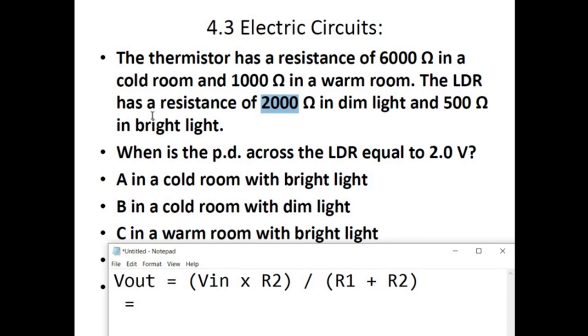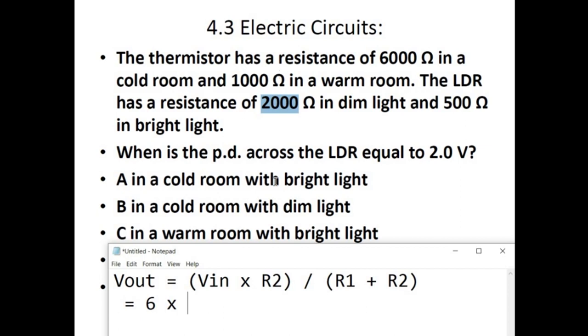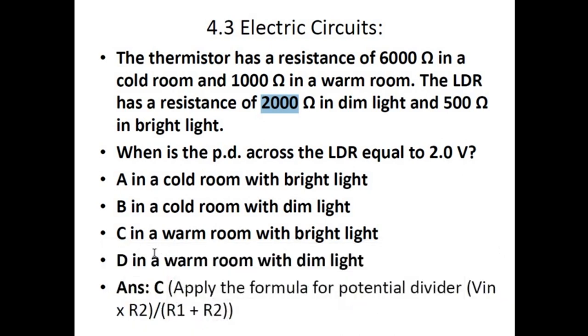In a warm room with bright light, in a warm room, 6 multiplied by, what is R2? R2 is the LDR. Warm room is supposed to be 1000, divided by R1 with bright light, 500 for bright light, plus R2 is 1000. Sorry, bright light is supposed to be 500. So 6 into 500 is 3000 divided by 1500 would give us 2. So that means C is supposed to be our right answer.